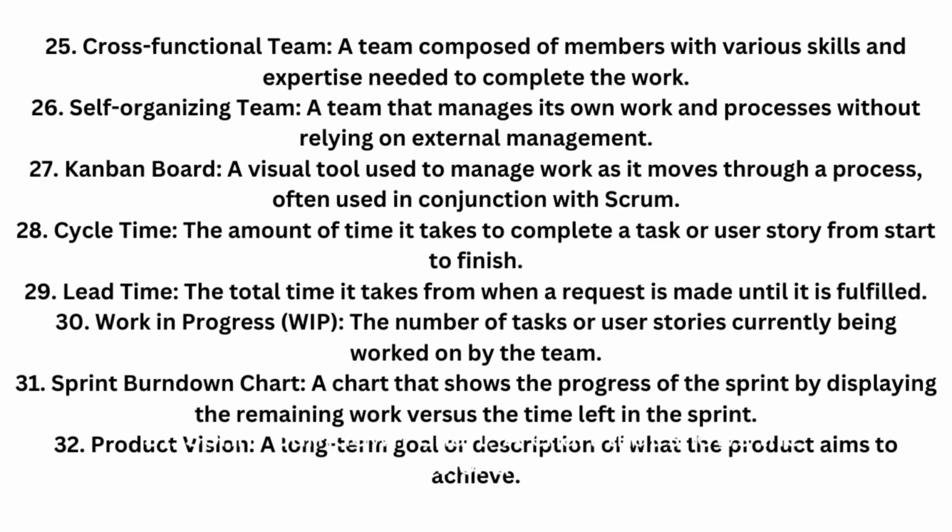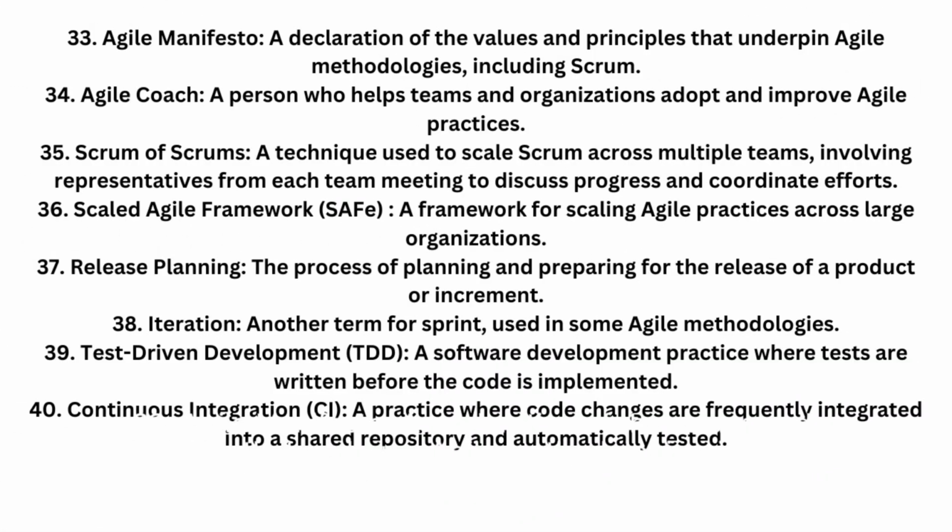31. Sprint burndown chart, a chart that shows the progress of the sprint by displaying the remaining work versus the time left in the sprint. 32. Product vision, a long-term goal or description of what the product aims to achieve. 33. Agile Manifesto, a declaration of the values and principles that underpin Agile methodologies, including Scrum.